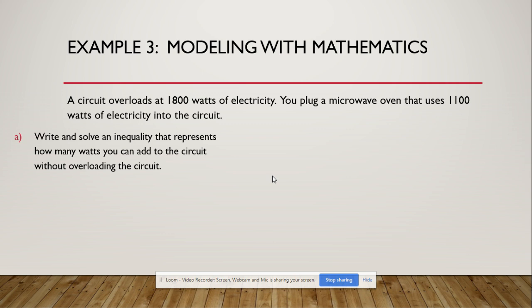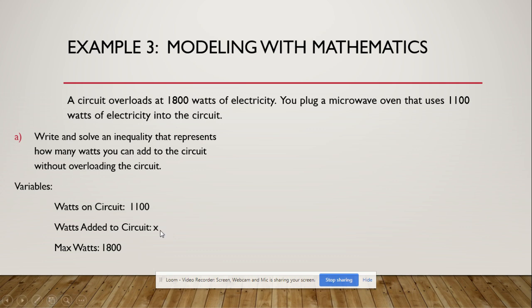So we want to think about our variables first. Okay, what are the elements of this that we're working with? Well, we've got the watts that are already on the circuit. We've got the microwave, so 1,100. We've got a certain number of watts that we're going to add to the circuit, and that's what we want to know about. How many can we add? We don't know that yet, so it's x. We also know the maximum number, this number that we can't go over. It says it overloads at 1,800, so we probably shouldn't even touch 1,800. That's the point where it starts overloading.